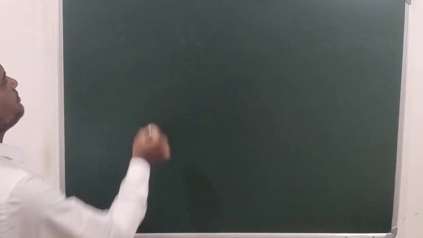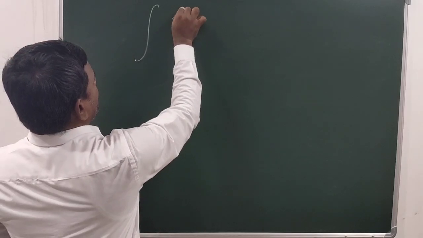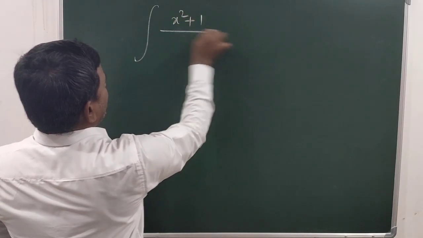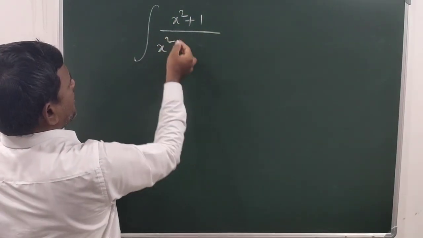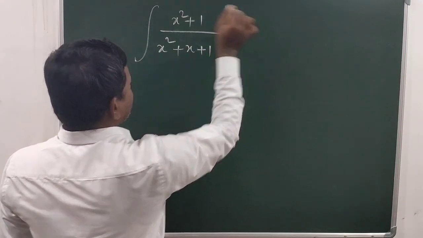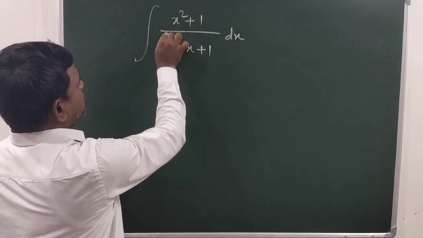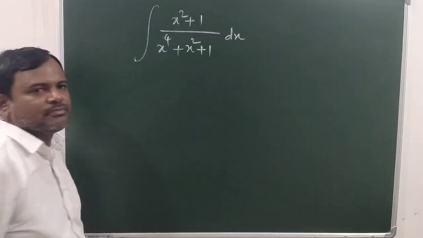See this. Integral of (x square plus 1) by (x square plus x plus 1) dx. Now in this, here it should be x to the power of 4, here it should be x square.